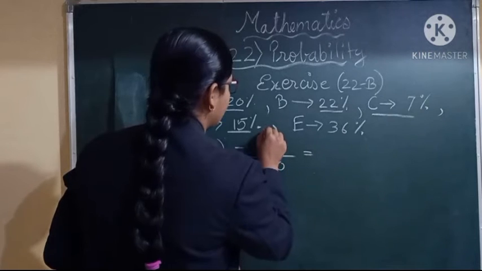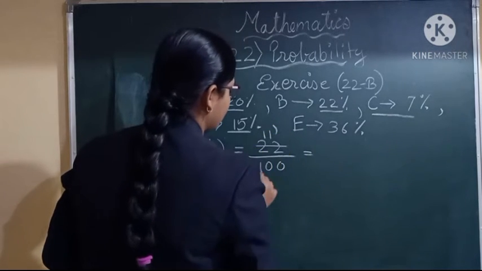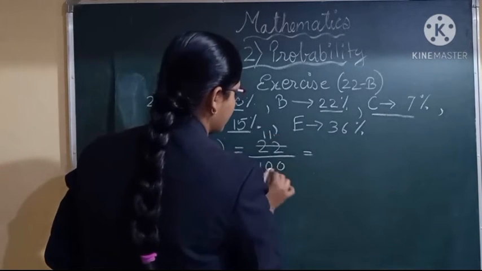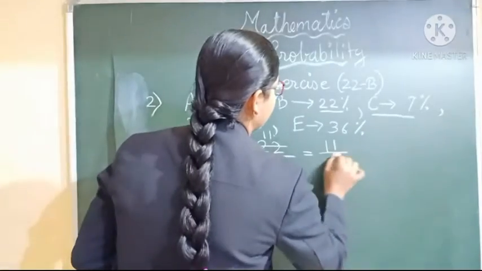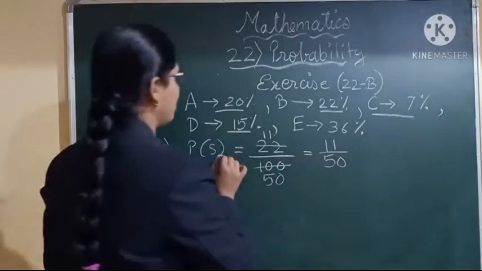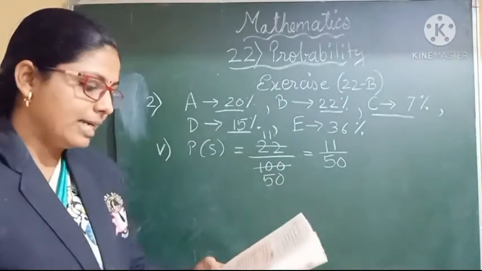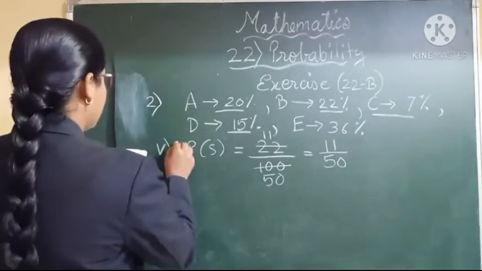So 2 times 11 is 22, 2 1s are 2, then 2 5s are 10. So 11 upon 50 is the probability of the event. Okay. Then in that, again, what is asked?